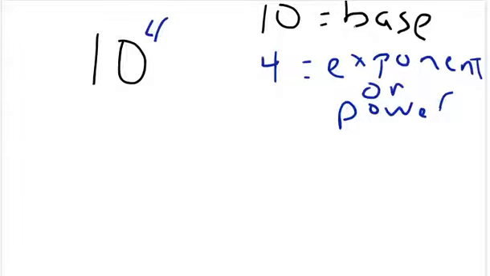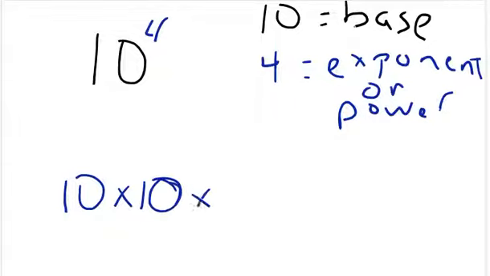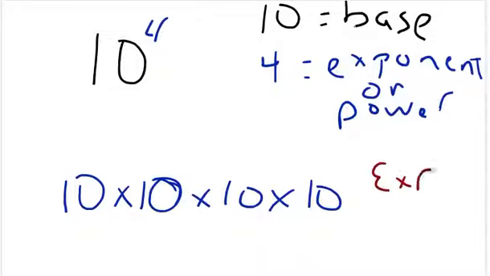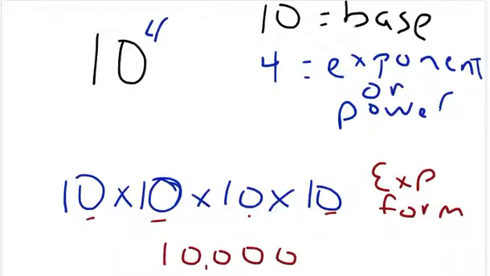So if the base is 10 and the exponent is 4, we're going to multiply 10 times 10 times 10 times 10. So then that 10 to the 4th turns into this, and this is going to be our expanded form of exponents. And then our answer, when we're dealing with 10, is very easy because all we have to do is count zeros. So if I have 1, 2, 3, 4 zeros, I'm going to end up with 4 zeros in my answer. So 1, 2, 3, 4. I put my comma in.